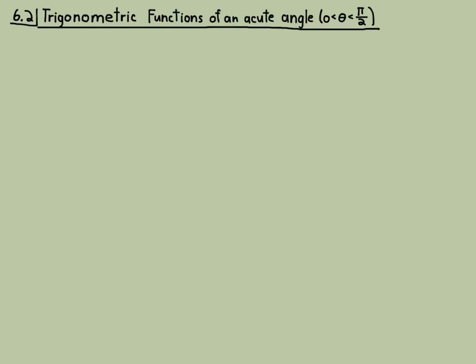Section 6.2 is trigonometric functions of an acute angle. That's an angle between 0 and pi over 2. What it means to be an angle between 0 and pi over 2 is that that angle could be the interior angle of a right triangle. And so these are the trig functions that a lot of students initially learn in high school classes, defined entirely in terms of a right triangle.